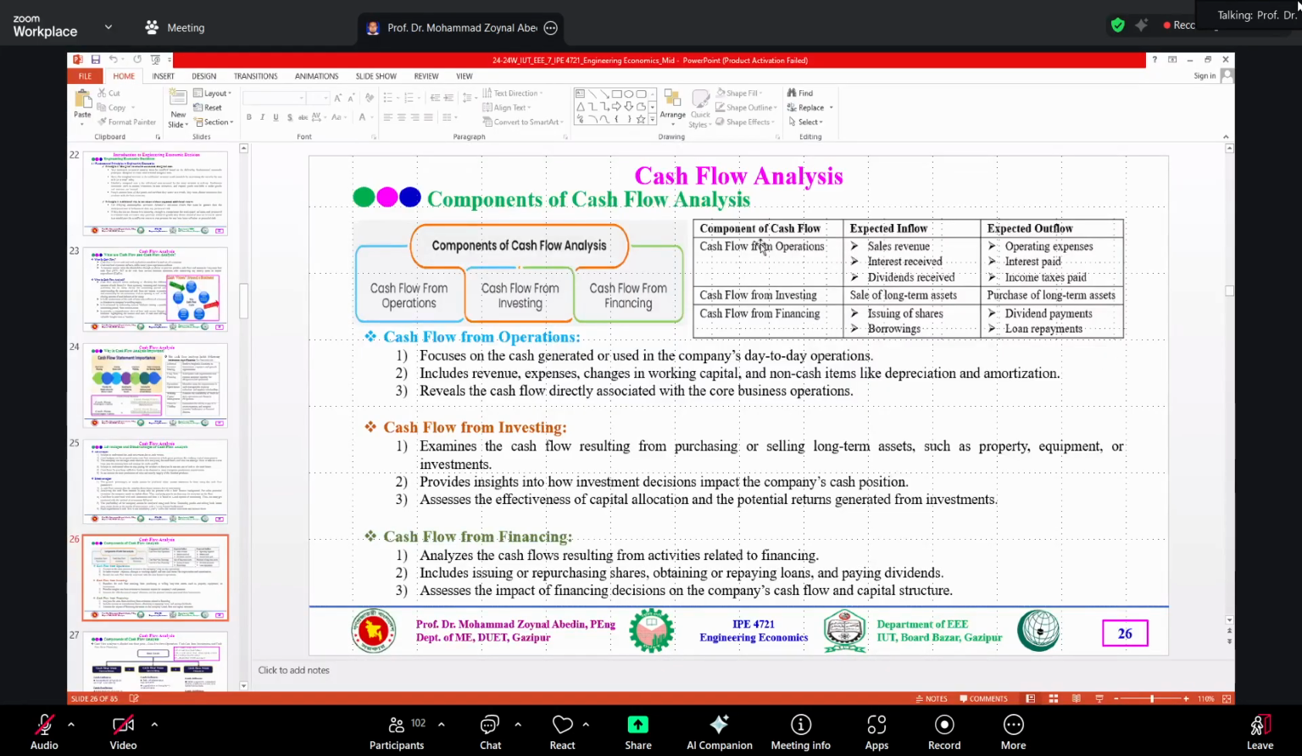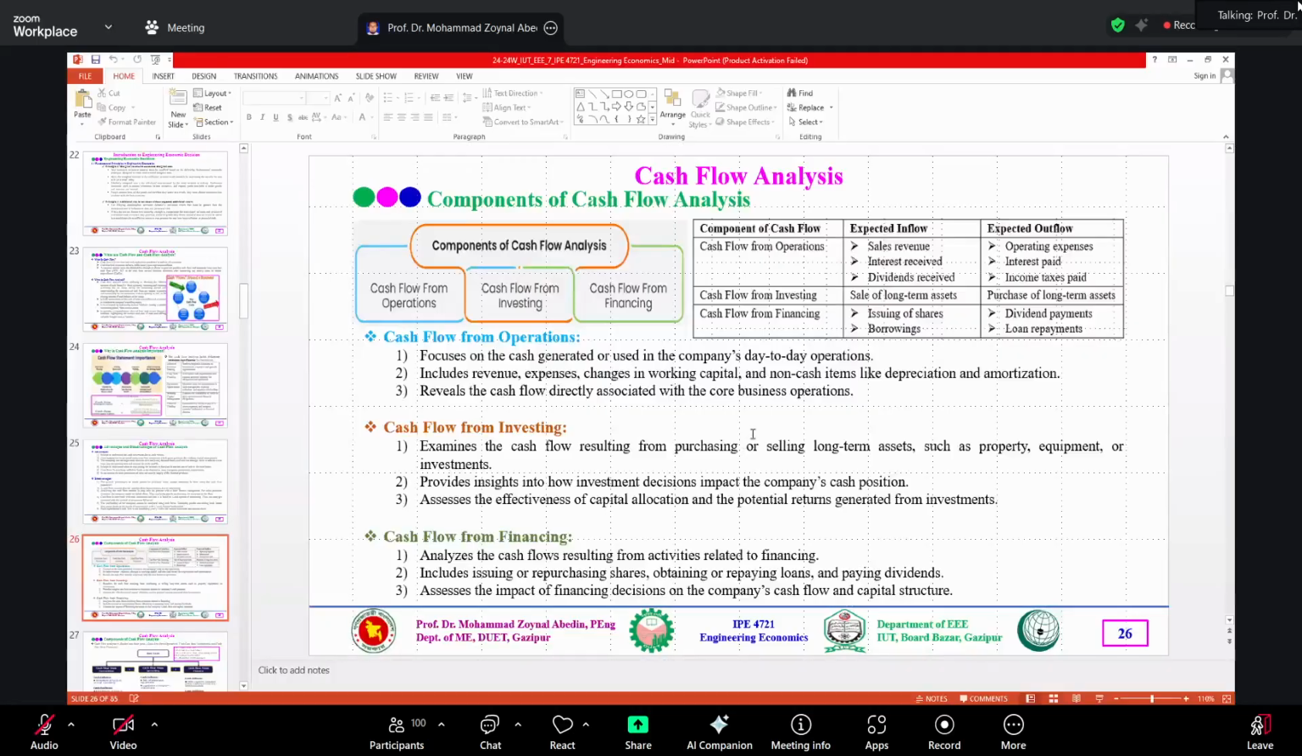Okay. So there are three major cash flow components. One is cash flow from operation. Number two, cash flow from investing. Number three, cash flow from financing. So there will be another two major criteria. One is the expected inflow, the other the expected outflow.